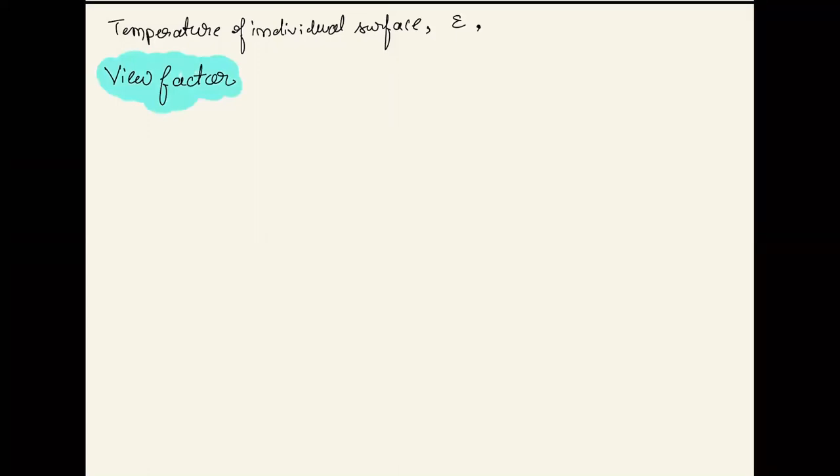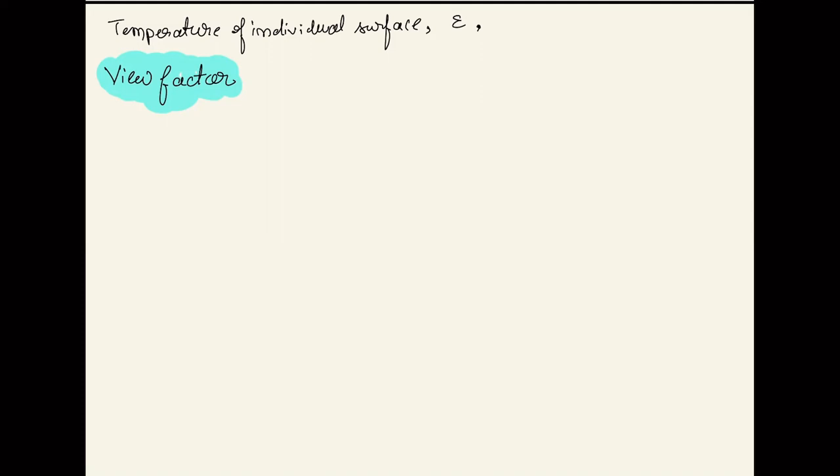Before I start what is view factor, does anyone have any other questions or queries in the content that we discussed so far? All right, let's proceed with the view factor.